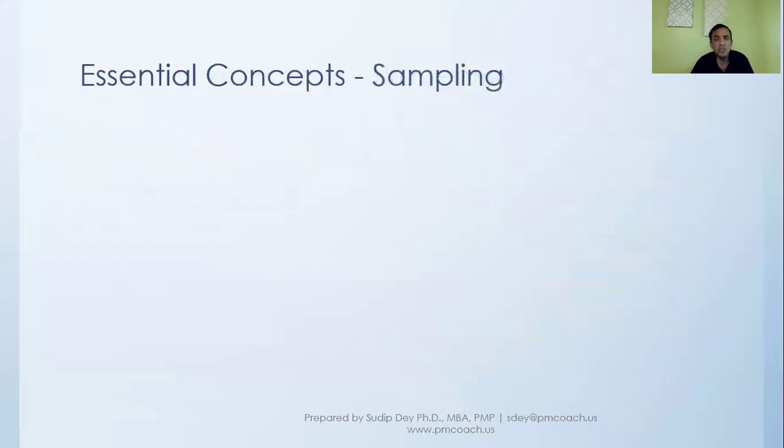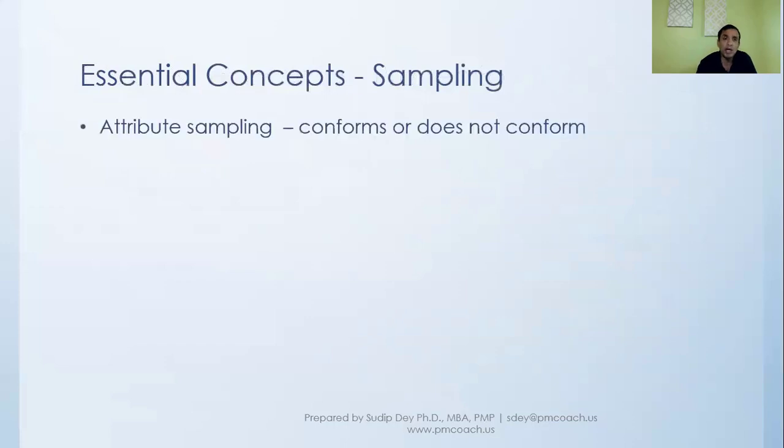Then another concept is sampling. Now there are different kinds of sampling. One is called attribute sampling, which is really about does it conform or doesn't it conform. For example, you are looking at some feature. Does this feature exist or doesn't it exist? You bought a new phone. Can you make the call or can you not make the call? So that's attribute sampling, which is yes and no.